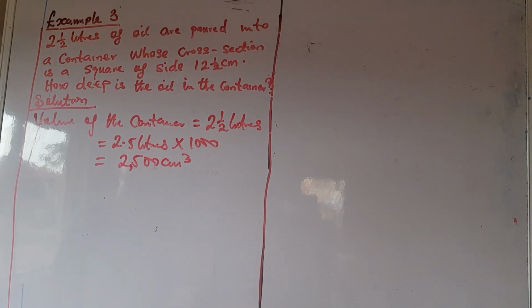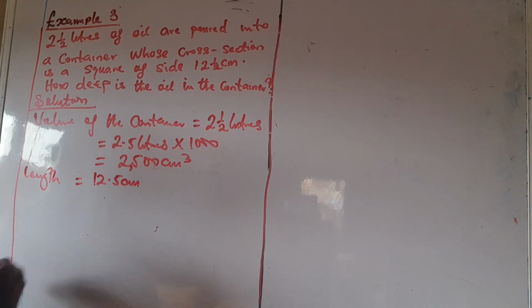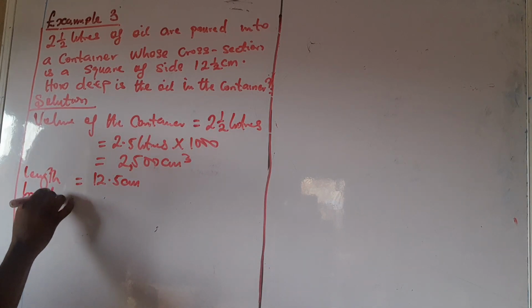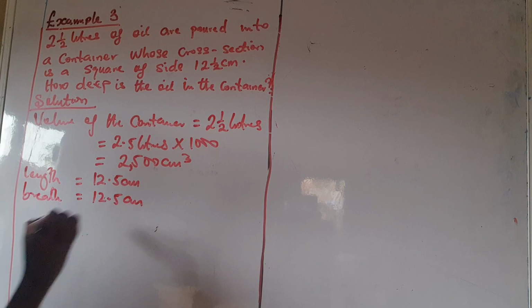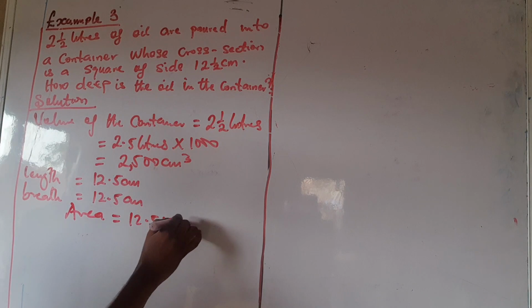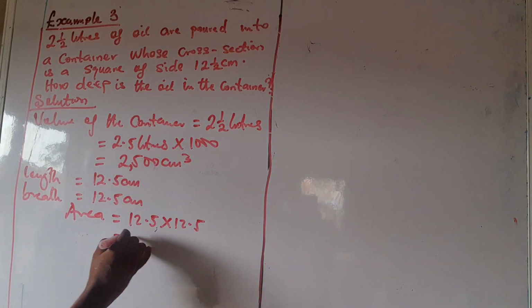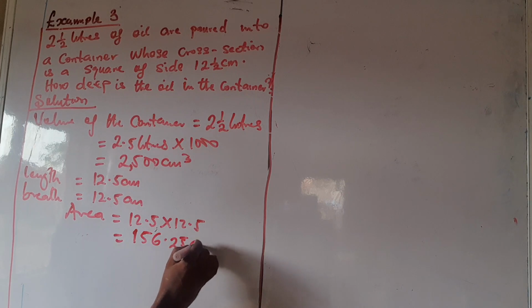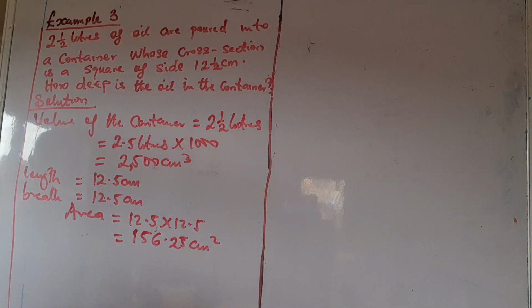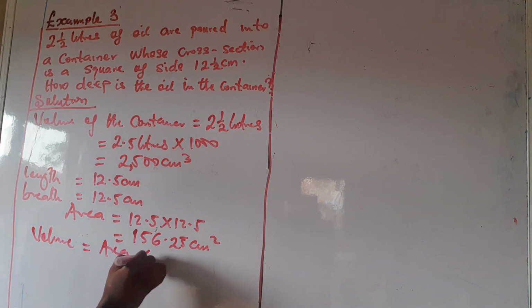We are given that its cross-sectional area is a square of side 12.5 centimeter. So if the length is 12.5 centimeter, meaning that the breadth also is 12.5 centimeter. So the area will equal 12.5 times 12.5, and this will give us 156.25 centimeter square.